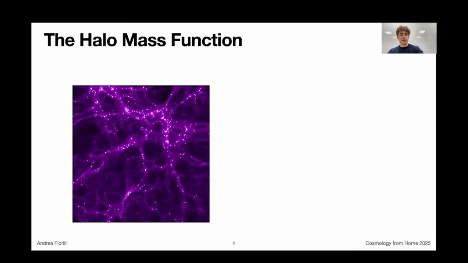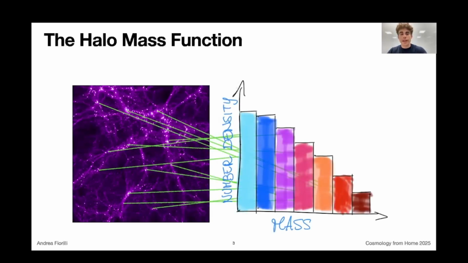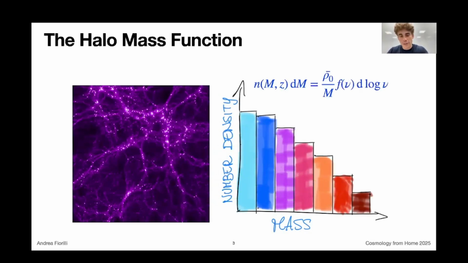The concept behind the halo mass function is extremely simple. We take a catalog of halos, or of clusters if we're observing the real world, we weigh them, assign a mass to each of them, and then we count them. We make a histogram, a distribution, so to say, of how many halos per unit volume and per unit mass. And this is the halo mass function.